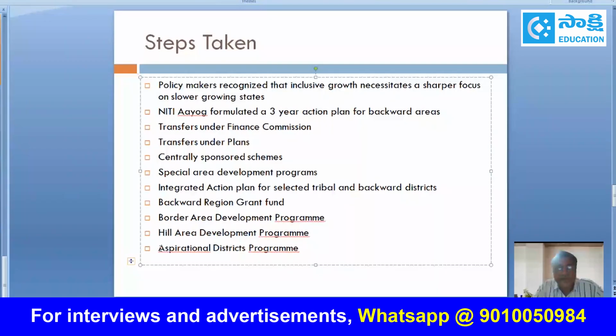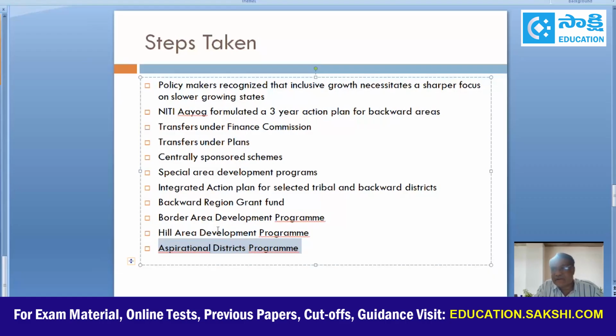The Aspirational District Program was launched in January 2018 in 112 most backward districts. It aims to transform districts that have shown relatively lesser progress in key social areas and emerged as pockets of underdevelopment. So the program wants to transform districts that have shown very little progress in terms of the social aspects. And successful implementation of aspirational district program is the key to India achieving its sustainable development goals.